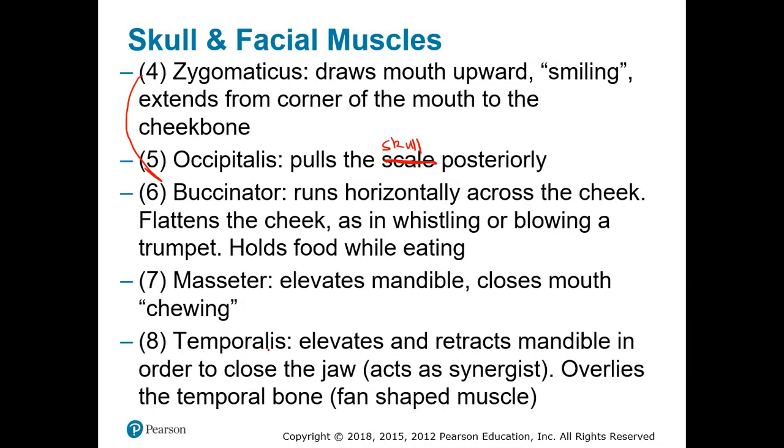And then we have your temporalis. This actually covers your temporal bone, which is where it gets its name. It is a fan-shaped muscle. And the major function, and this is what I want you to know because this is what I'm going to put on your quiz/test, it is actually very important to help close your jaw as well. It acts as a synergist with your masseter to be able to do that.